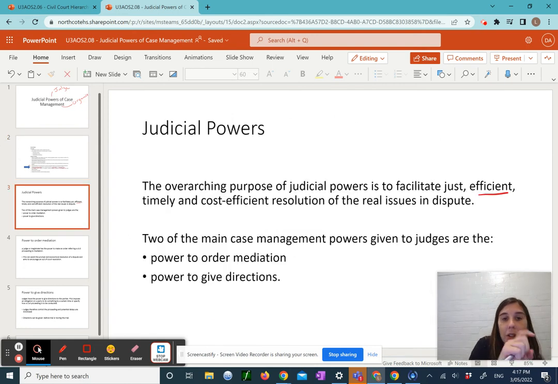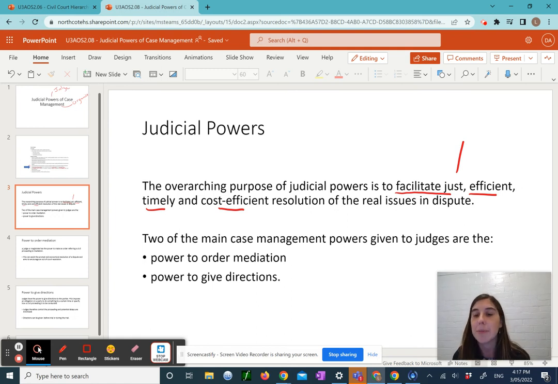Okay, so the overall purpose of judicial powers is to facilitate a justice, fairness, equality, access, efficient, timely, and cost-effective resolution in a dispute. Okay, so again, as you've noticed with the theme for civil law, it's all about being as efficient, timely, and cost effective as possible when resolving a dispute.